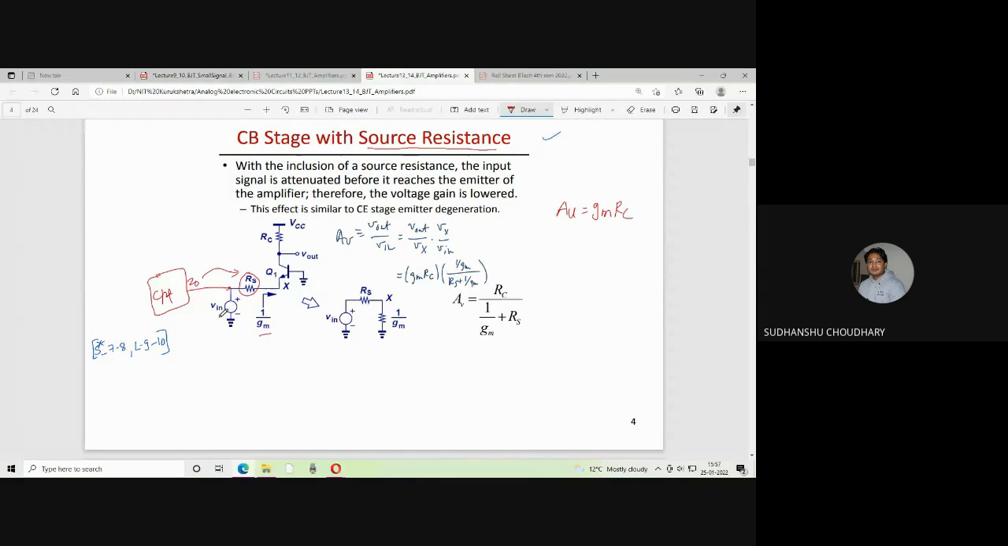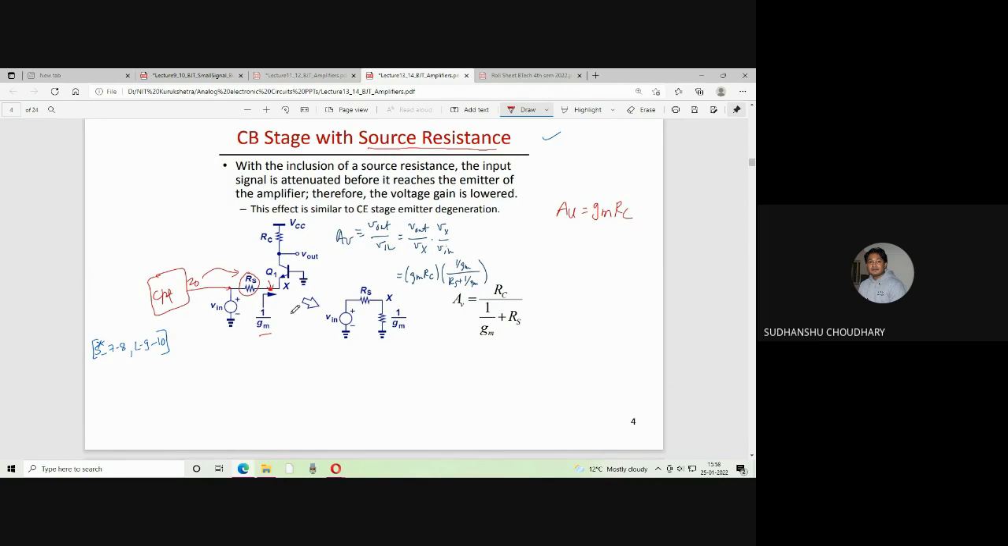Because some part of this input will be consumed by this Rs, the left out part of the input will go into the transistor. So obviously the input is reduced at this point from Vin to something else, and then Vout by Vin, that is the gain, will also be affected because of that. So let us find out the effect.